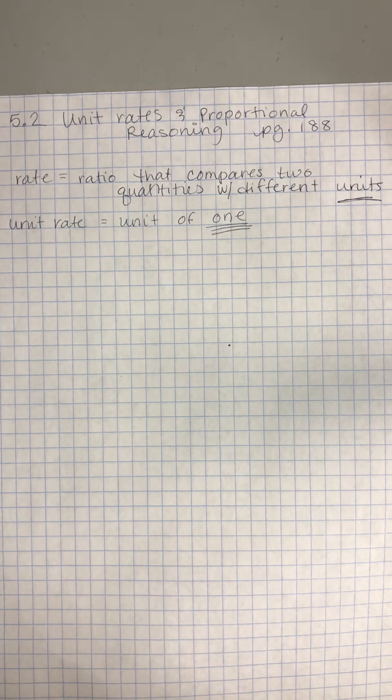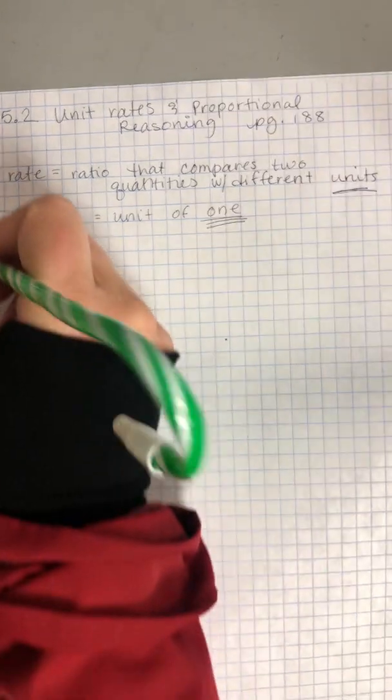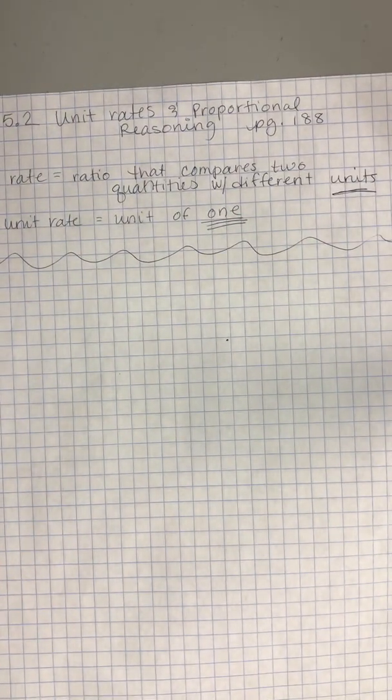Okay? So that's the unit rate. They're going to give you scenarios where you have two different units with big numbers, and they're going to ask you to find out what the unit rate is, which means what is it for one of those. So you're reducing or dividing what they've given you. Okay? Let's take a look at what that might look like.